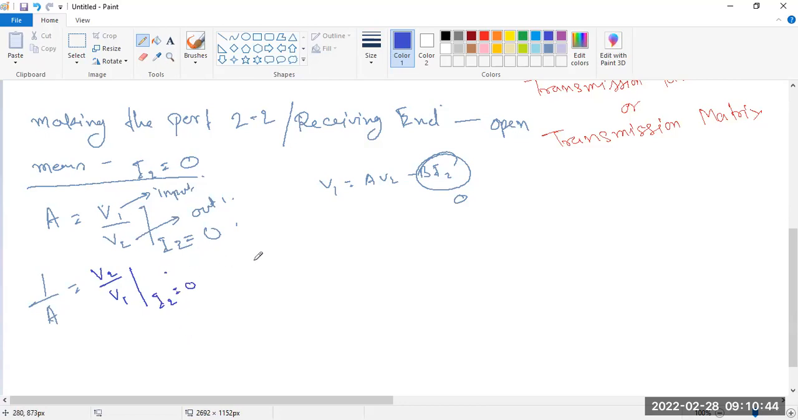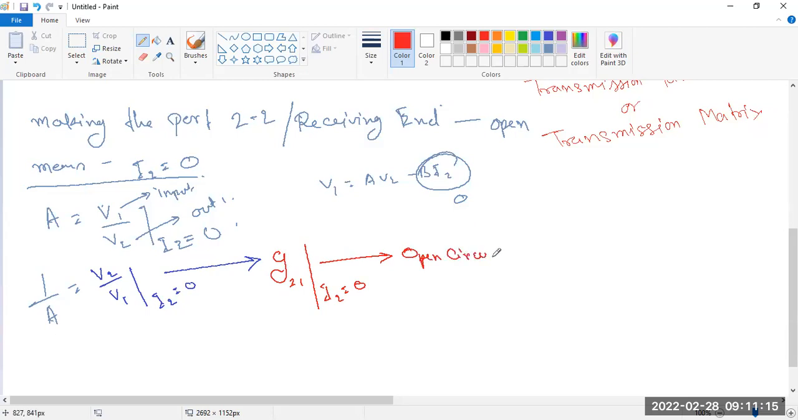This term is called the gain, and this is due to 21, and it has a particular name. You also have to write that I2 equals 0. This is called the open circuit voltage gain. Just remember this thing, because from this portion so many short questions are asked.